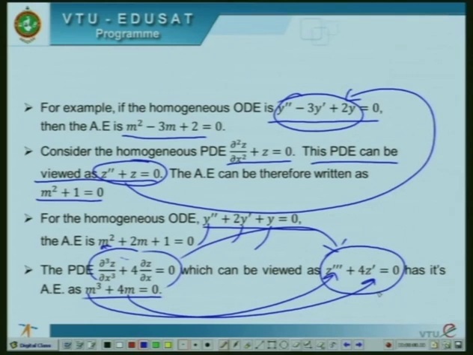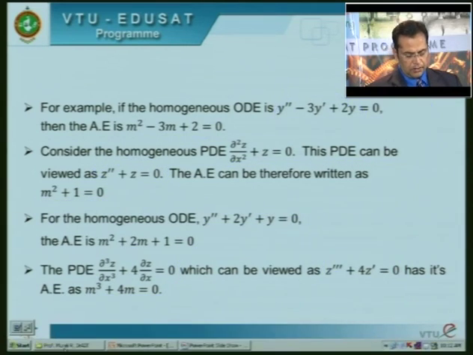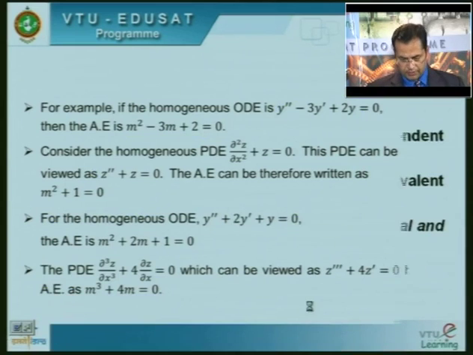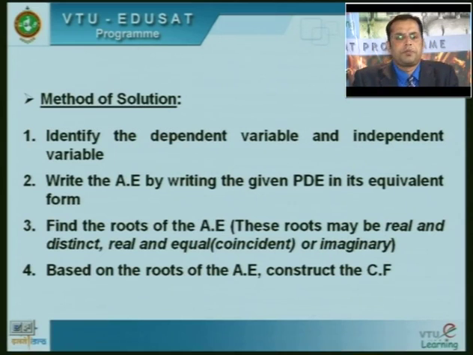Now, friends, I think you have understood the equivalence. Whenever the homogeneous PDE involves the derivative of a single variable, the PDE itself can be viewed as an ODE. So, the same method which you were using to write the auxiliary equation for an ODE can be brought here, and you can construct the AE for such homogeneous partial differential equations. Now, let us come to the method of solution.